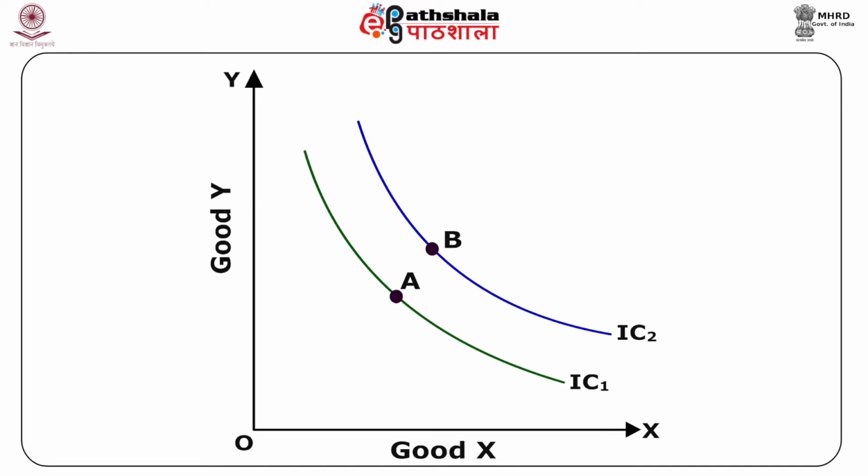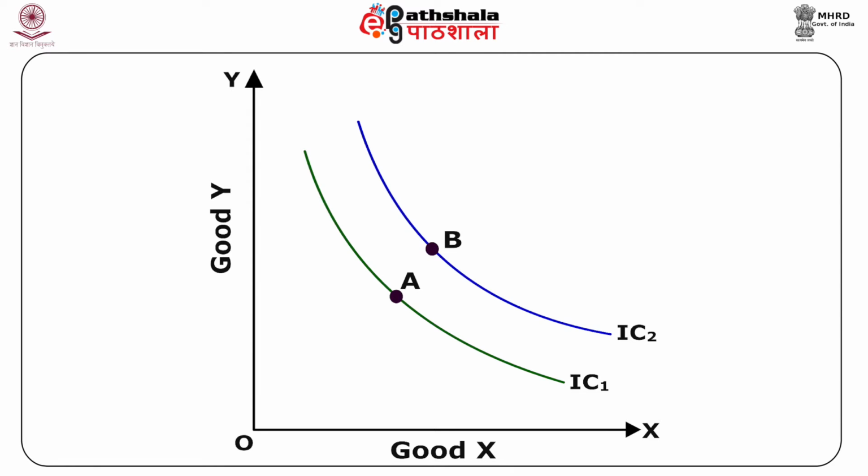Fourth assumption, higher indifference curves represent higher level of satisfaction. A higher indifference curve will represent a higher satisfaction level than a lower indifference curve. Put differently, the combinations lying on a higher indifference curve will provide greater satisfaction than the combinations lying on a lower indifference curve. In figure 10, IC2 is a higher indifference curve than IC1.